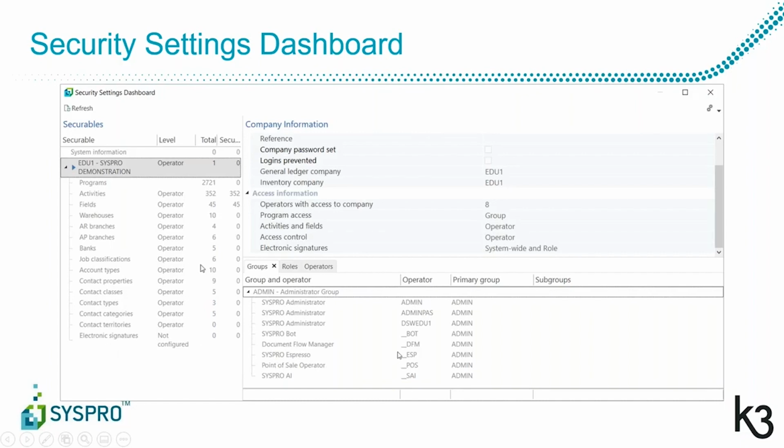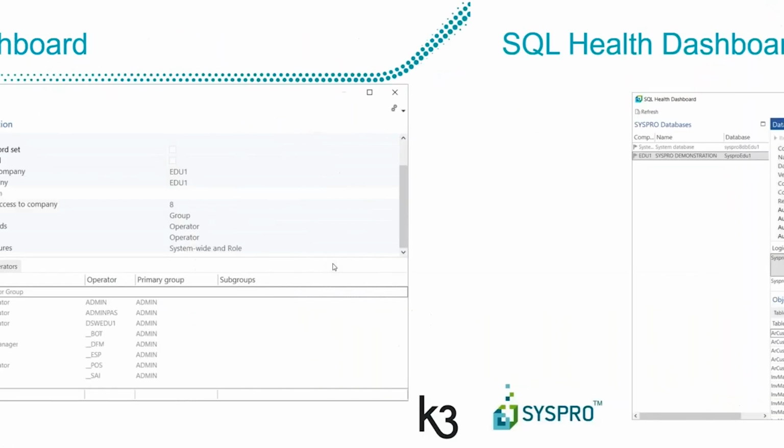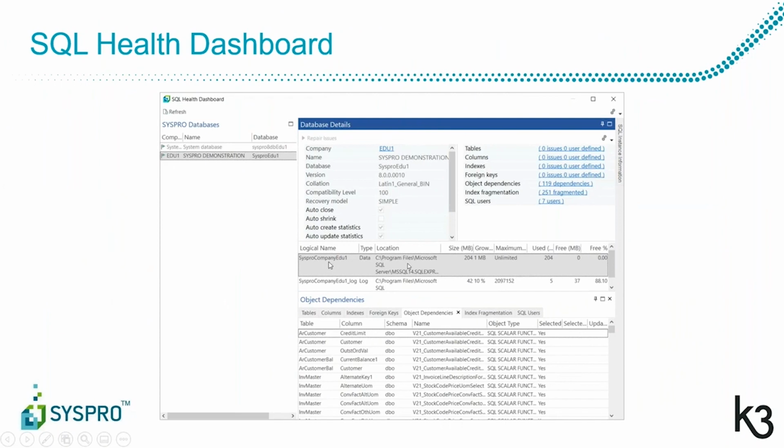Then, on the right-hand side, company level information. Do you have a password set up? How many operators have access to this company? How is your security configured? And drilling into all your groups, any roles you have configured, and operators as well. Nice one-stop shop. The next dashboard I want to talk about is the SQL Health dashboard.